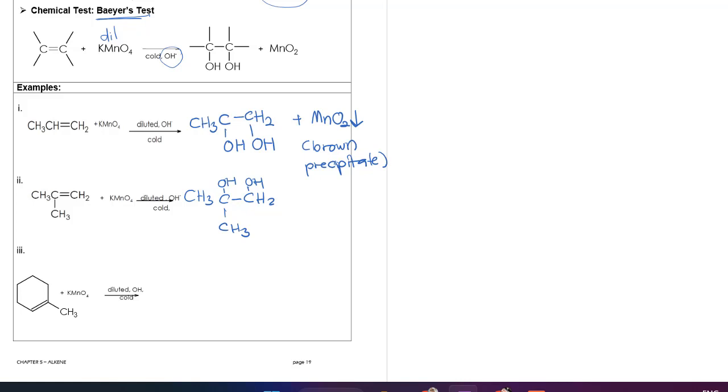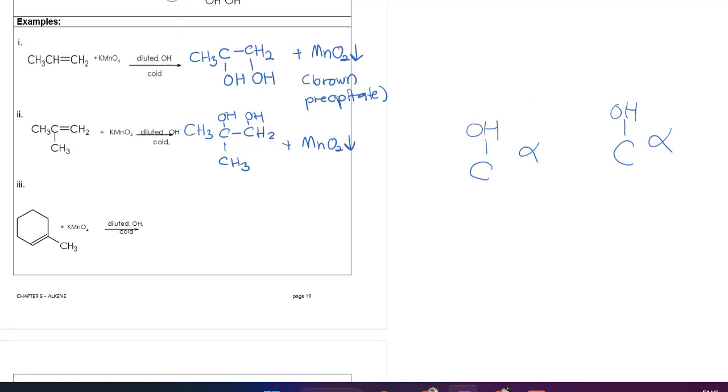Make sure the bond must be from carbon to O. It cannot be in the middle of the OH like this. This one is wrong. Or it cannot be like this. This one is also wrong. So the bond is between carbon and O. Brown precipitate is formed.